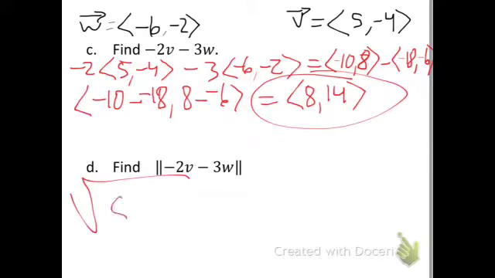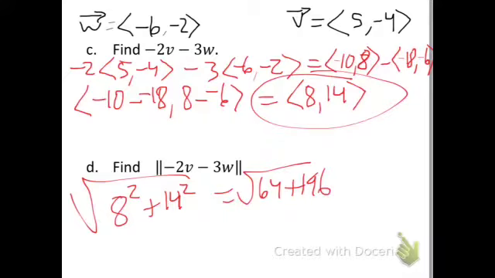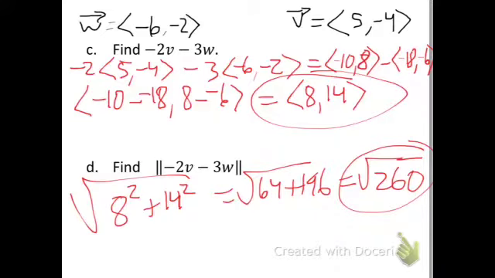So you square each of those components. 8 squared, 14 squared. 8 squared is 64. I actually don't know 14 squared off the top of my head. Oh, it's 196. How did I forget that one? Plus 196. If you add those together, you're looking at the square root of 260, which, if you do find the square root, is approximately 16.1.